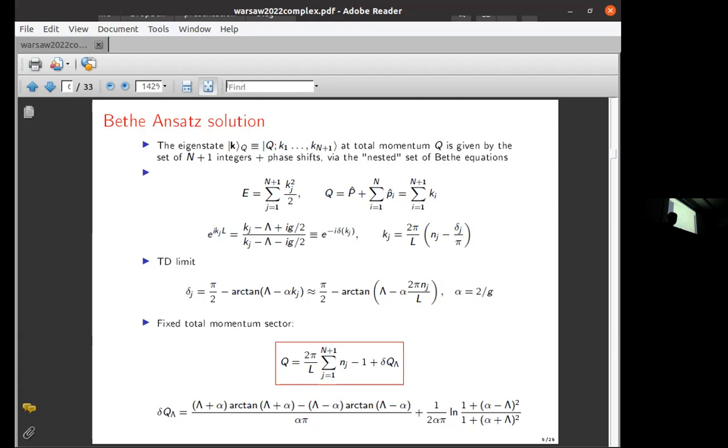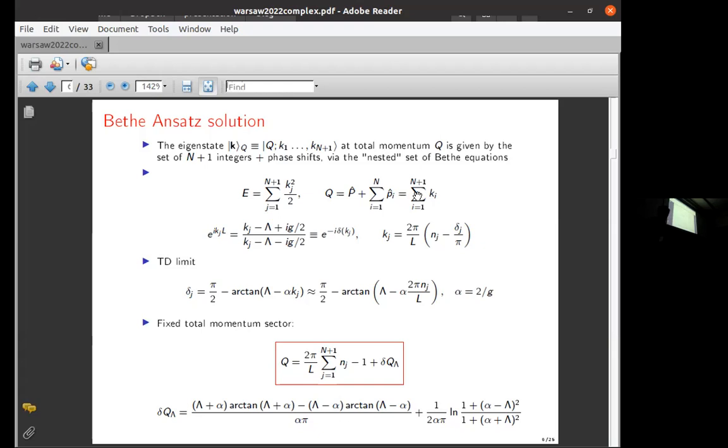And a state is described by the following data. To specify an eigenstate, you have to fix quasi-momenta k_j that satisfy the Bethe equations, with some parameter lambda. Roughly speaking, the right hand side has some non-trivial phase shift, in some way a simple function. So you set N, and for every fixed parameter lambda, you get N plus one solutions for the quasi-momenta. And with these quasi-momenta, you know your energy and the total momentum. And that's how you specify your state.